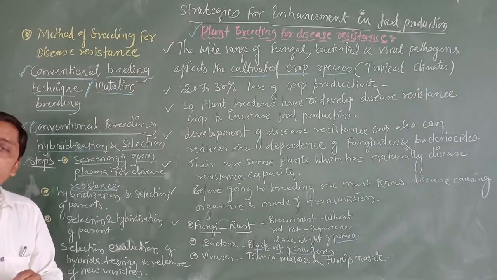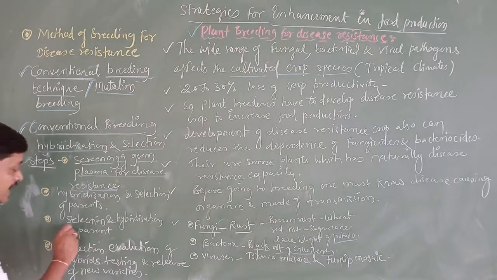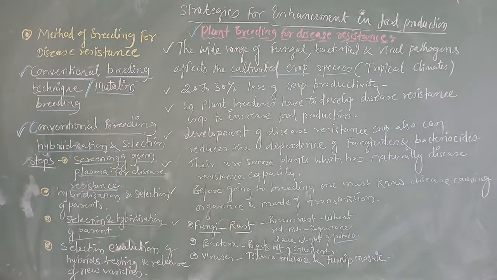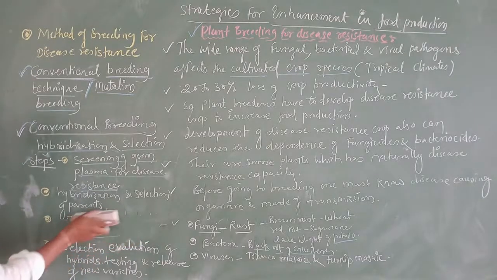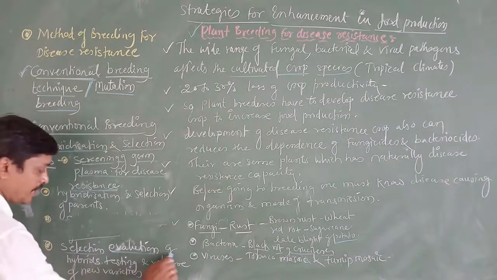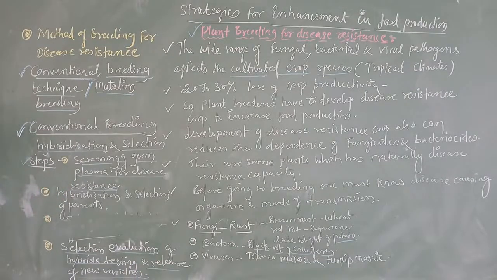Then you go for the hybridization, and then again you go for the selection of the parents. Hybridization and selection of the parents. After this, we are going to go for selection and evaluation of hybrids and release of the new variety.